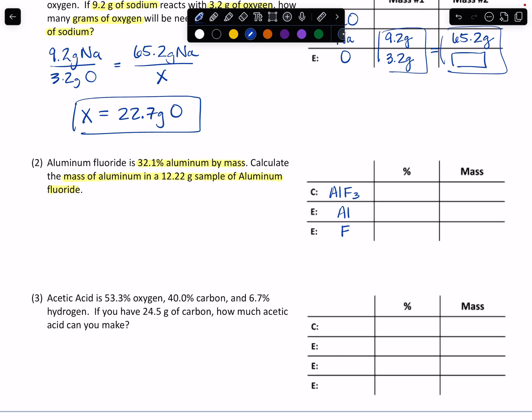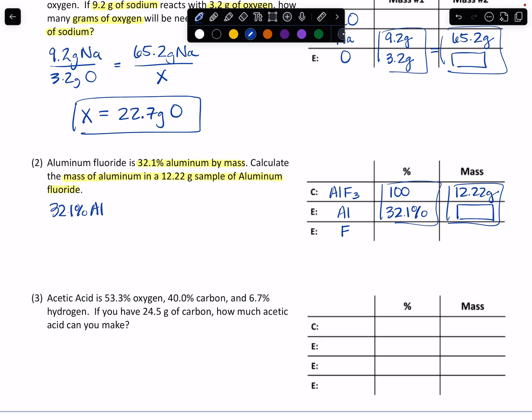Now this problem has two pieces of information. One is percentage and one is mass. So I change my columns to percentage and mass. The compound is always 100%. And then this particular compound is 32.1% aluminum by mass. Calculate the mass of aluminum in a 12.22 gram sample of the aluminum fluoride. So I have 12.22 grams of the aluminum fluoride, and I'm asked to find the amount of aluminum that must be there.